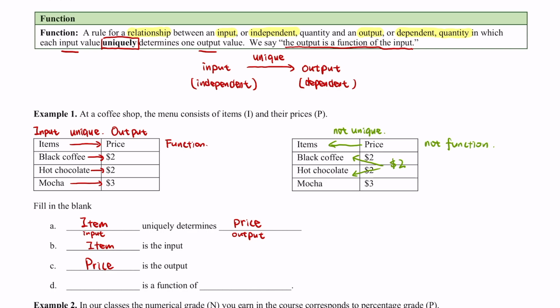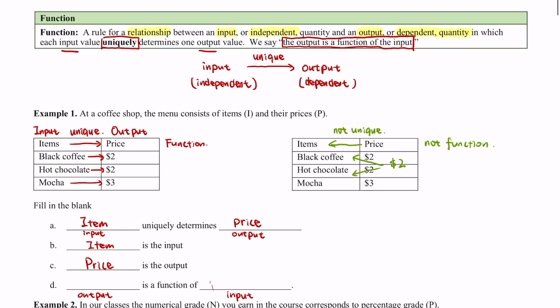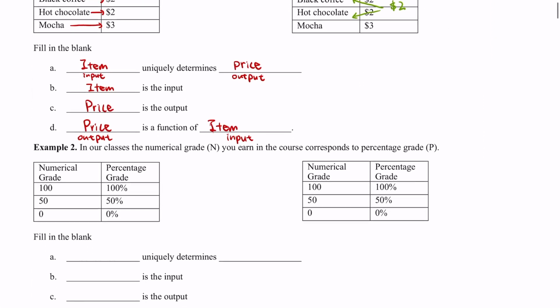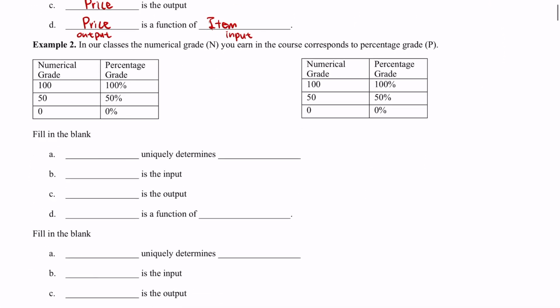You can take a look at the last sentence in the definition. The output is a function of input. So output is a function of input, and I'm going to put those two quantities in the blank. The output is the price, and the input is the item. So the price is a function of item. Okay, so that's example 1. We can try a similar one, example 2.